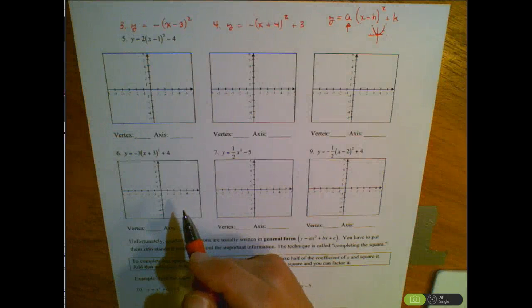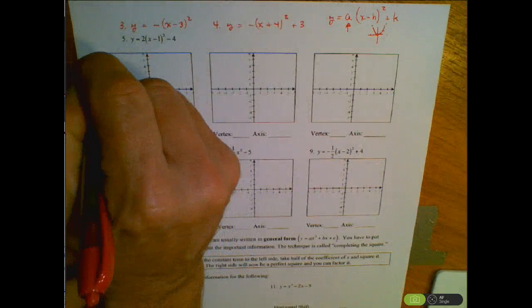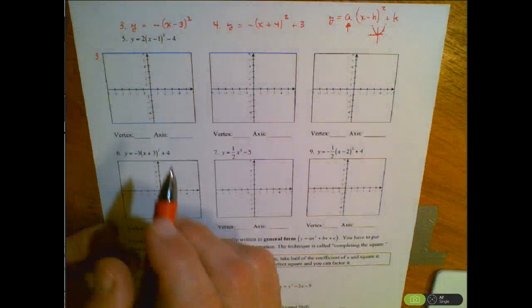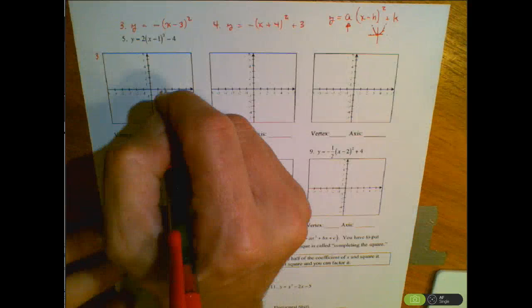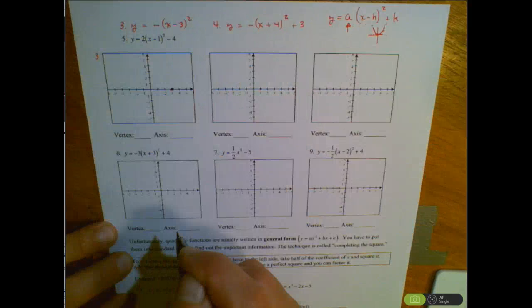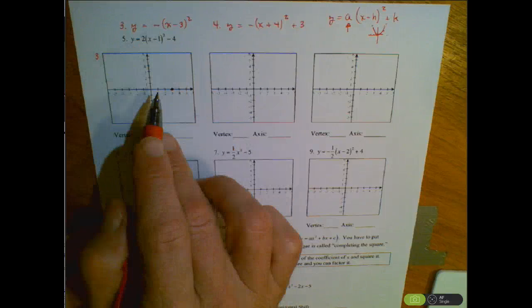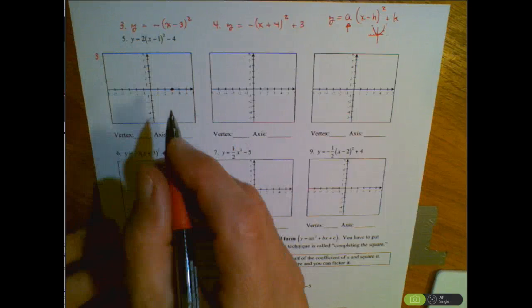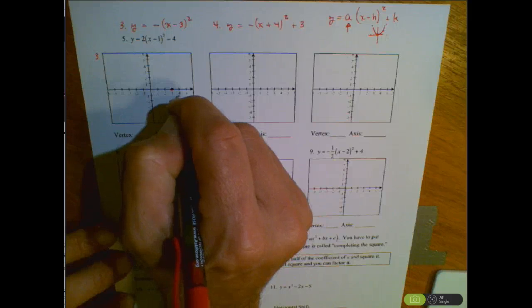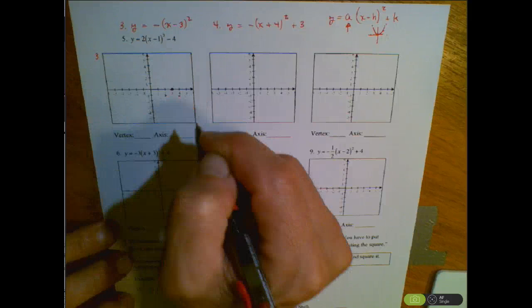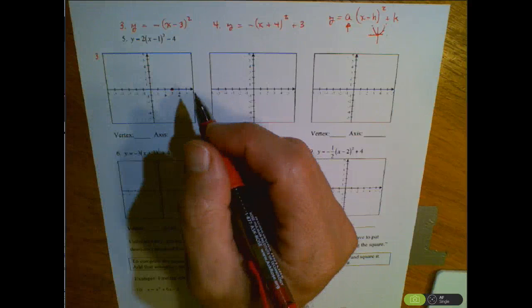Let's address the first one. Problem 3. That's going to be this first box. We've got the equation, the opposite of the quantity x minus 3 squared. Okay, the vertex will be 3, 0. The a is negative. That means it's going to go down. And I'm going to go over 1, down 1, on both sides. And then that's the vertex.